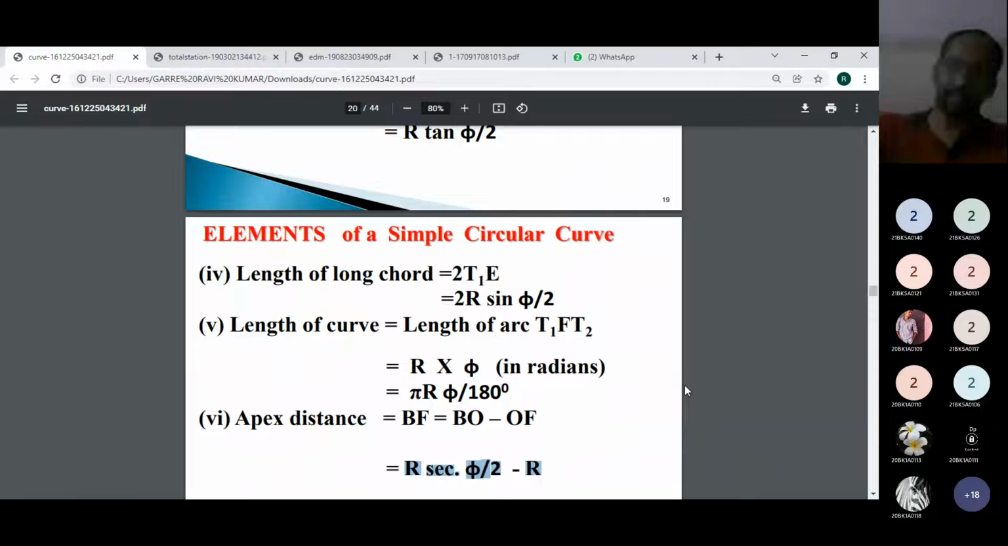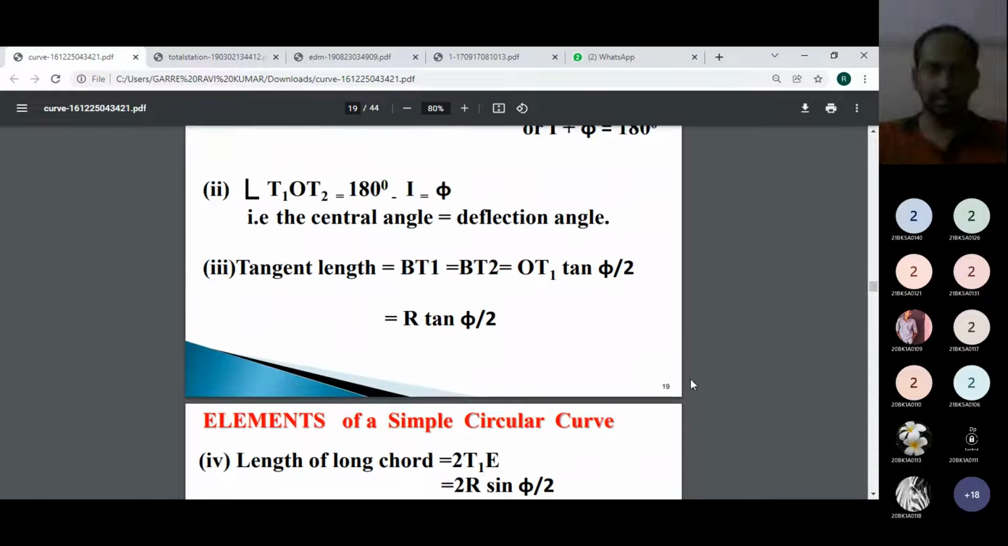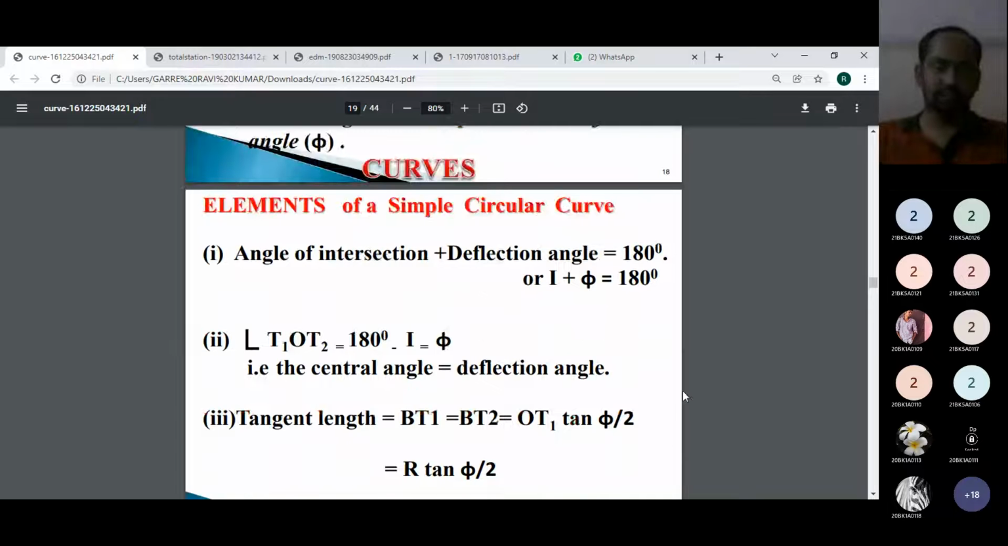In the field, whenever we go for setting out a curve, these are the things we have to calculate first. After having all these calculations, only then do we go to the field for setting out a curve. In our laboratory, our next experiment is setting out a curve. Next we are going to set up a curve on the earth. In the field, then you will understand.